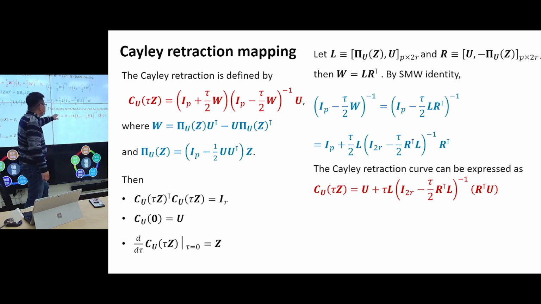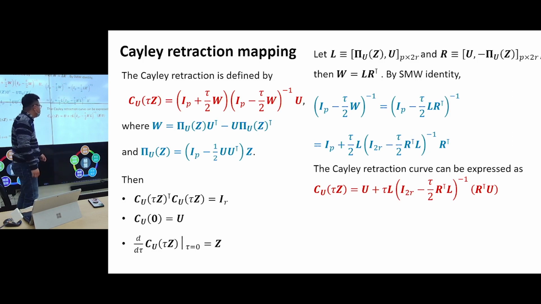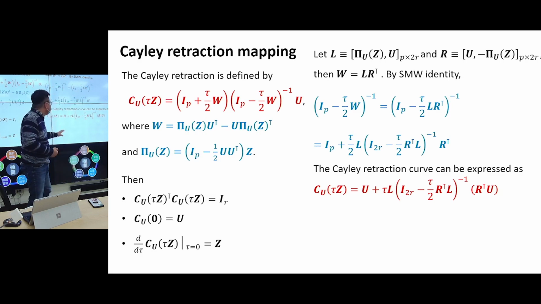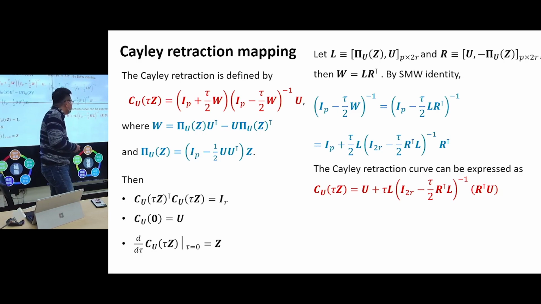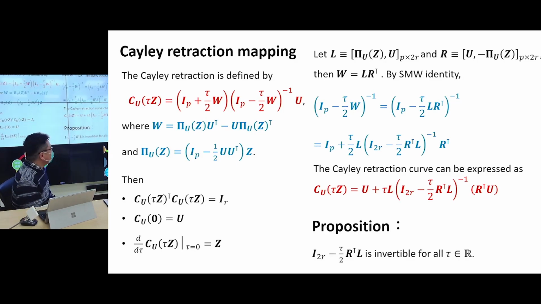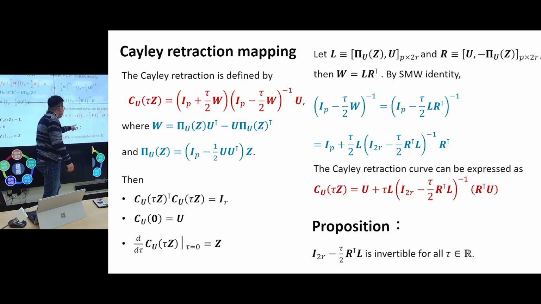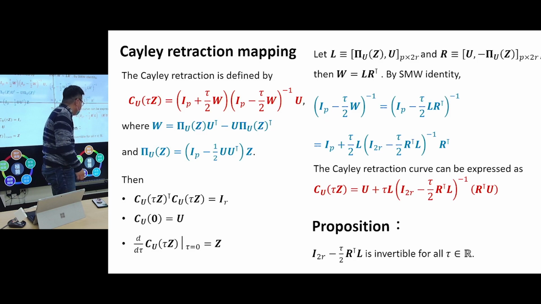And the Cayley retraction curve can be expressed as this formula, and you can see this formula only contains the inverse of a 2R by 2R matrix. It is small size, so this expression is easy to compute. I also give a proposition that this matrix is invertible. So for any tau, this matrix is invertible for all real numbers tau.